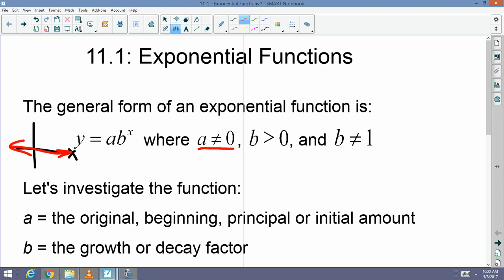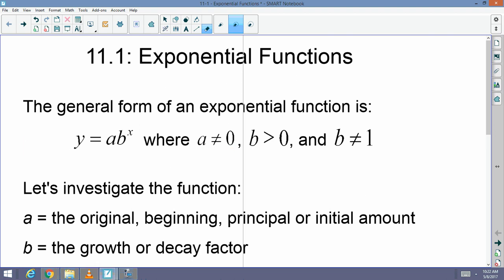B has to be greater than 0. It cannot be a negative. And it cannot equal 1 either. So it has to be greater than 0, but it cannot equal 1. How come? Because what's 1 to any power on Earth? It's going to be 1. So we're not really seeing any growth or difference here. So that's an exponential function, guys, in a nutshell.